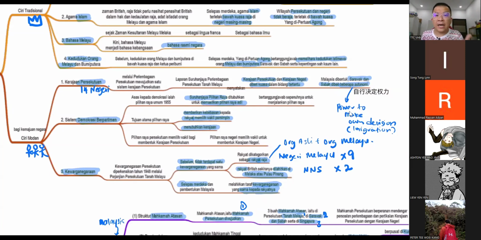So when we give Sabah and Sarawak this autonomy, it is considered modern. Like your daddy and mommy let you choose your husband, let you choose your own wife, that is called modern. If you tell your friends that your daddy is going to choose a wife or husband for you when you're 18, that is traditional. It's called arranged marriage. Centralized is traditional. Decentralized is modern.